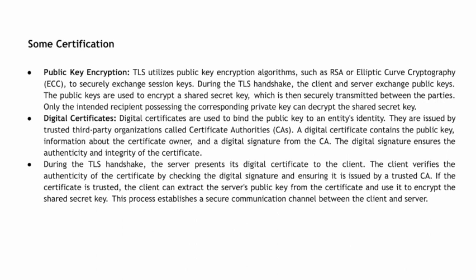During the TLS handshake, the server presents its digital certificate to the client. The client verifies the authenticity of the certificate by checking the digital signature and ensuring it is issued by a trusted CA. If the certificate is trusted, the client can extract the server's public key from the certificate and use it to encrypt the shared secret key. The process establishes a secure communication channel between the client and server. This is the whole process.